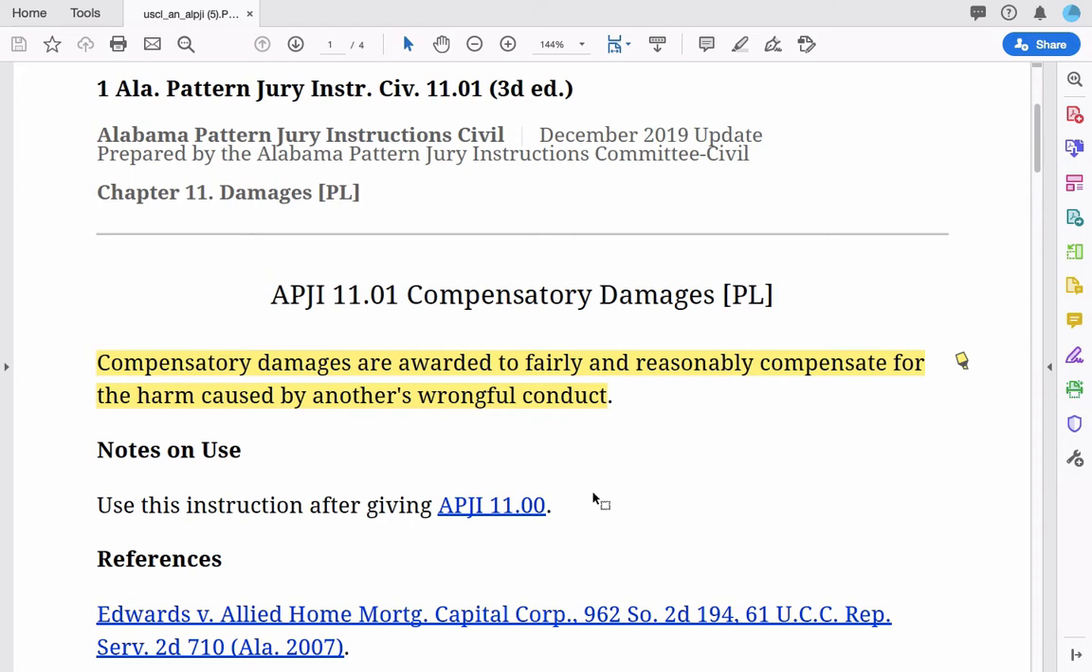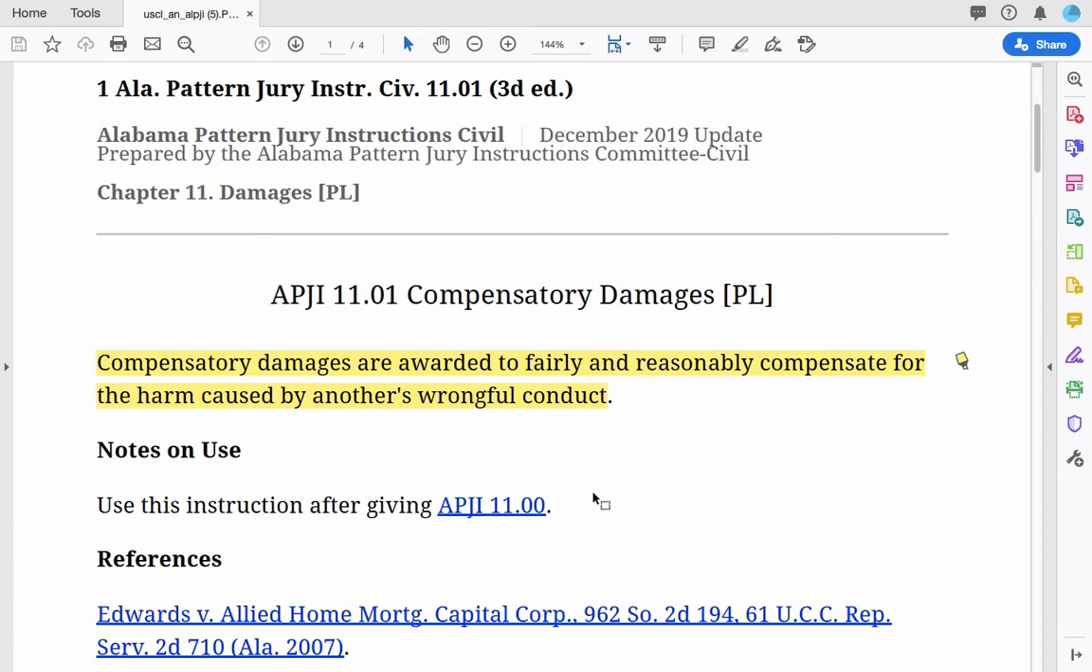Now, in some consumer law cases, maybe we're suing a debt collector, a credit bureau, or a mortgage company under some federal statutes, then we can recover what are called statutory damages, which are not in the pattern jury instructions in Alabama. I talk about those in other videos, but we'll just stick with these big three categories of damages.